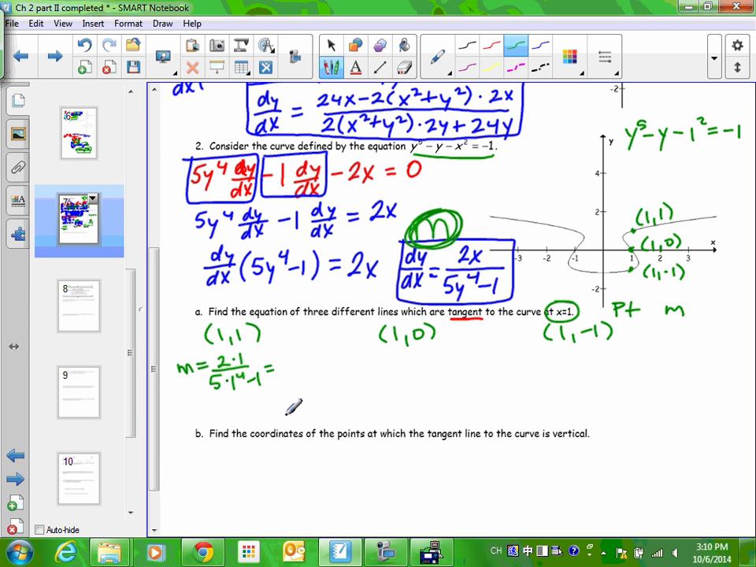If you need to use your calculator, you can. You should be able to do this without. We should get 2 over 4, which is the same as 1/2. Okay, I'm just crunching the numbers at this point. So my line becomes y minus 1 equals 1/2 (x minus 1). And there's one of the lines. But there are 3, and that's good because I have 3 different y values.